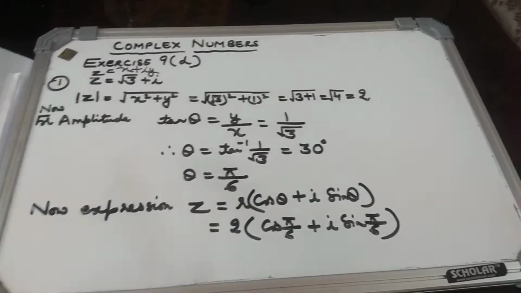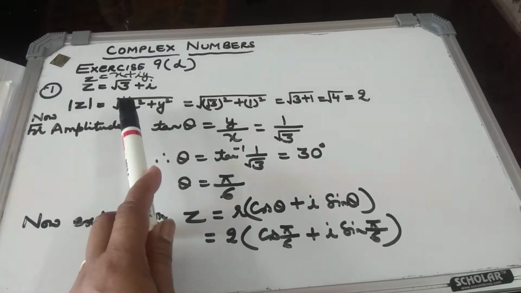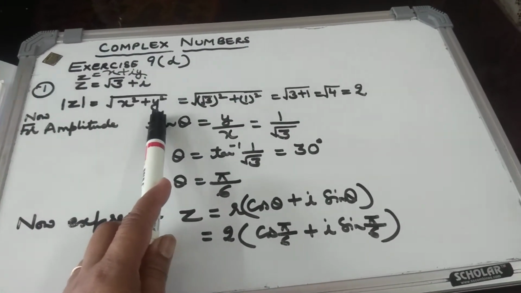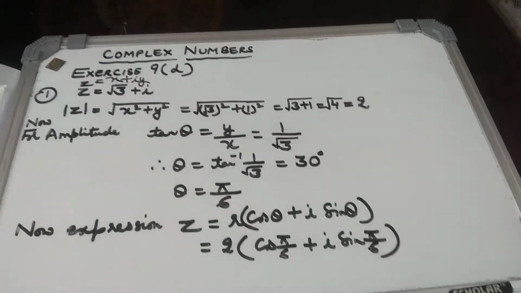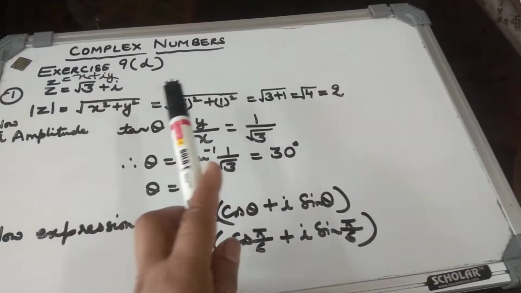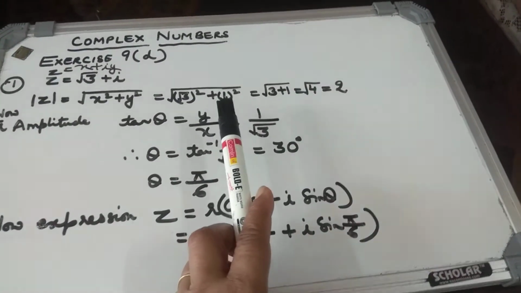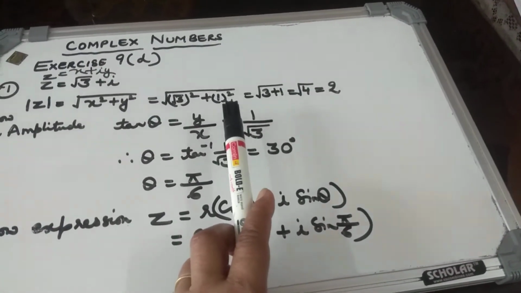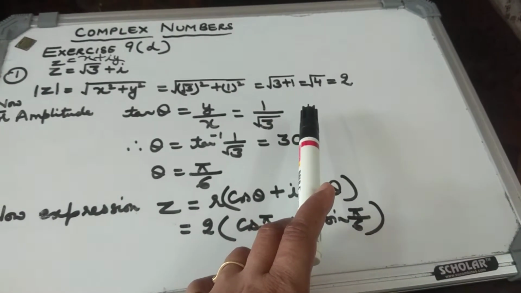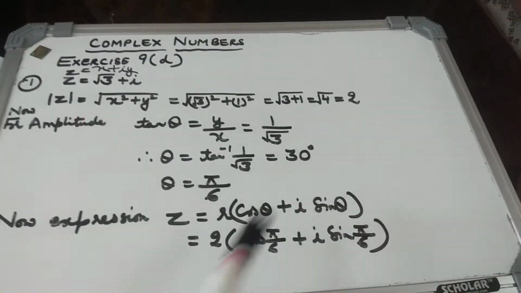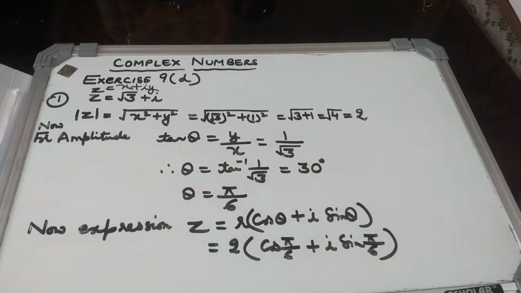Starting from modulus. Modulus is mod z is equals to under root x square plus y square. Value of x to be substituted from here, which is root 3. So substituting here root 3 square. Y value is 1 square. So under root 3 plus 1, that is root 4, equals to 2. So modulus of z is 2.